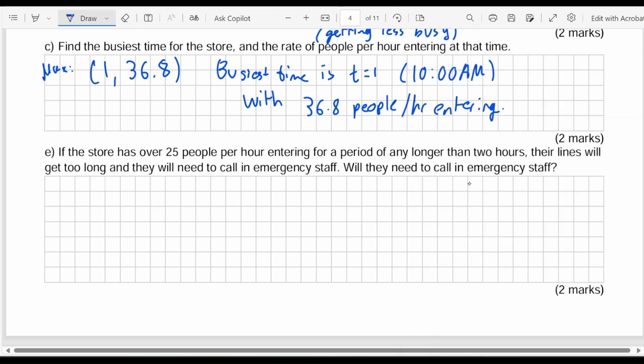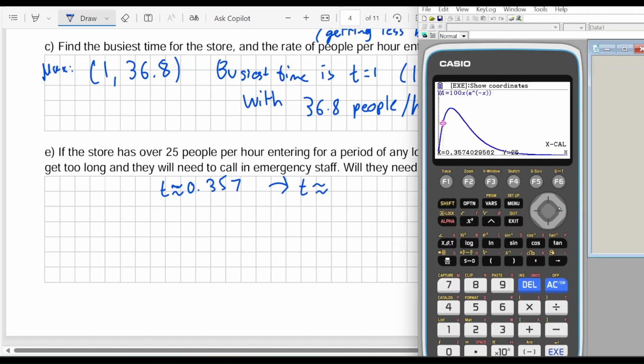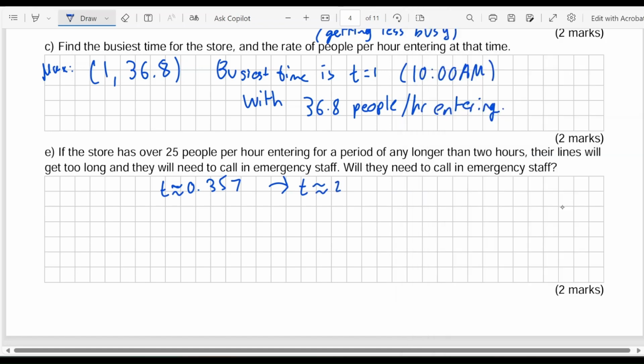So T equals 0.357. Let me check the rounding on that. So through 2, T roughly equals 2.153. So we can say that this is B greater than or equal to 25 for those times.